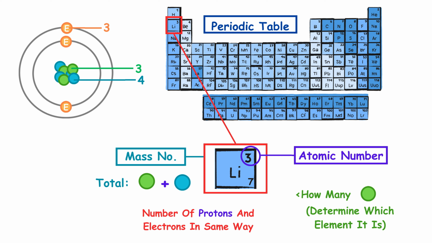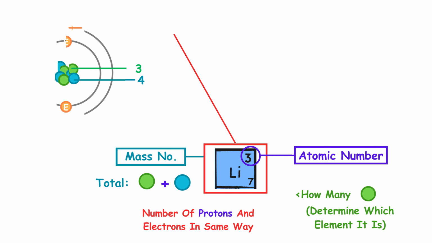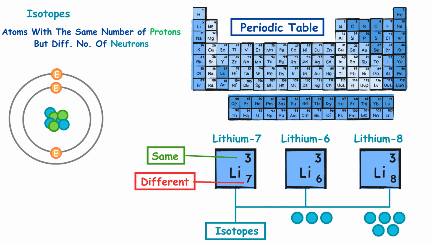Now, the nuclear symbol doesn't directly tell you how many electrons there are, but you should remember, in a neutral atom, the number of electrons is equal to the number of protons. So lithium has 3 electrons. Next, let's look at isotopes.